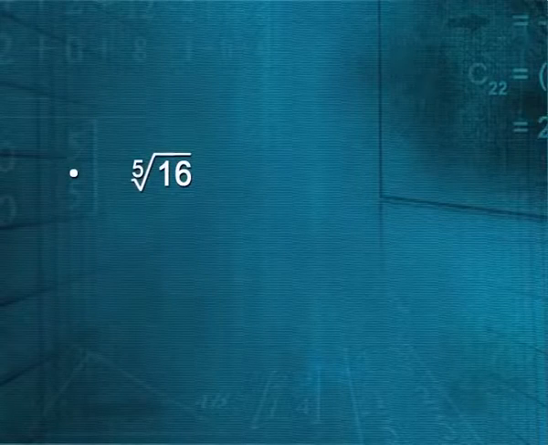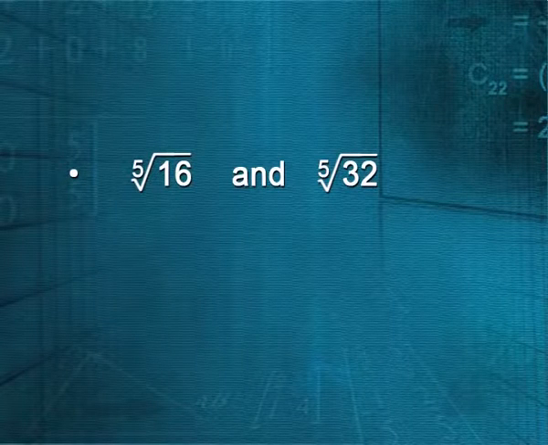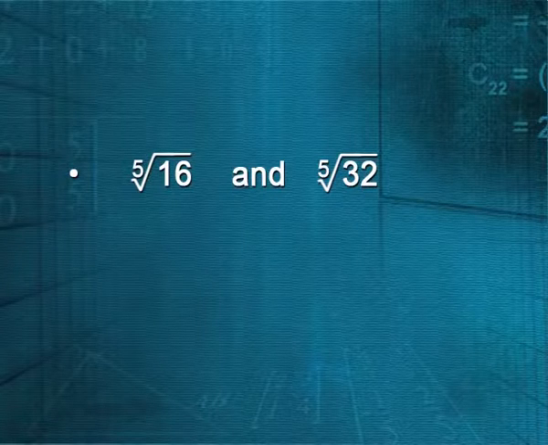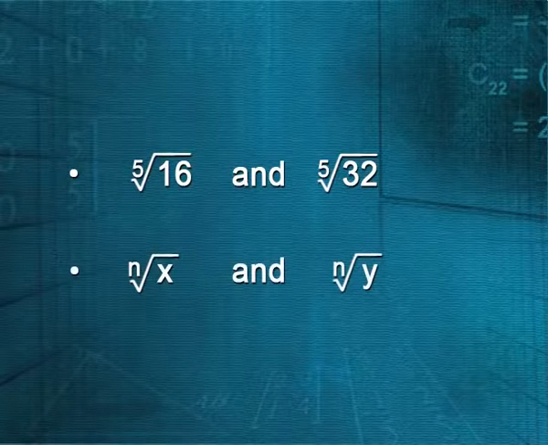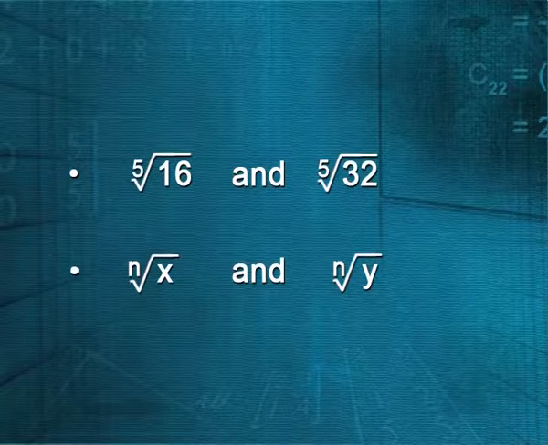Fifth root of 16 and fifth root of 32. Both have fifth root, therefore, they can be multiplied and divided. Similarly, nth root of x and nth root of y can also be multiplied and divided because both have the same order, and that is n. Let us multiply and see one example.